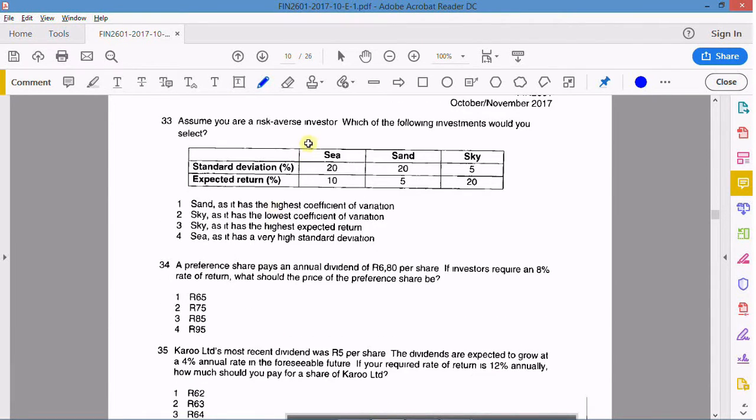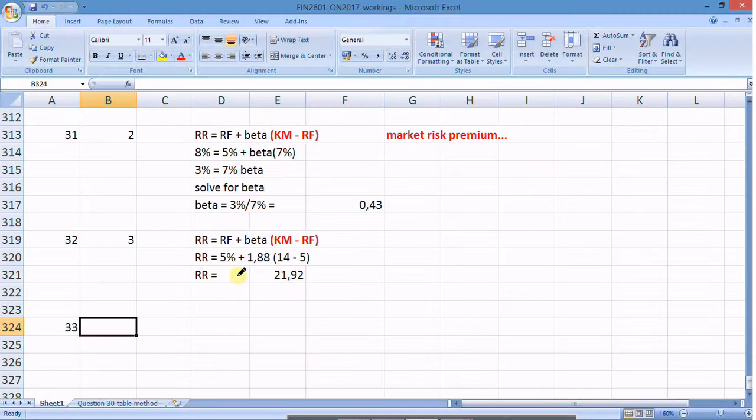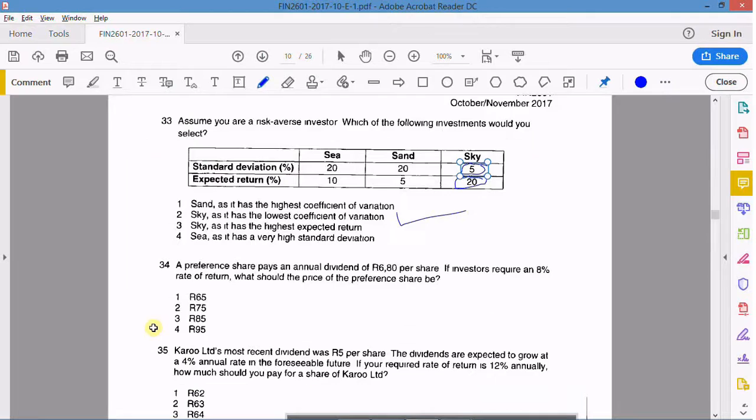Okay, assume you are a risk-averse investor. Which of the following would you select? Standard deviation, you want standard deviation to be lower. So that one. Expected return you want to be higher. So that one. So Sky, as it has the lowest coefficient of variation. Yes, number 2. So it always has to be the lowest.